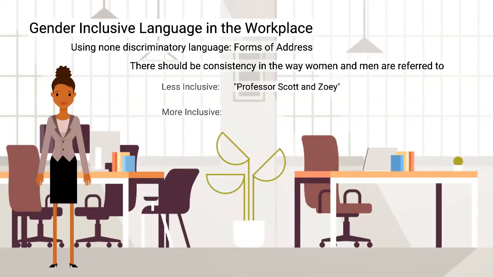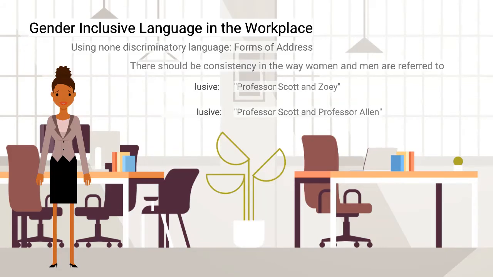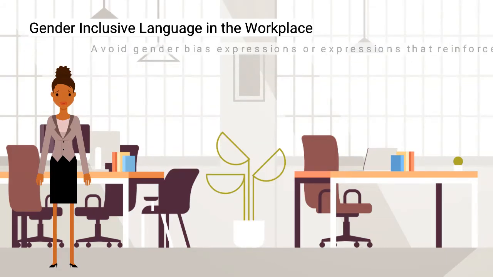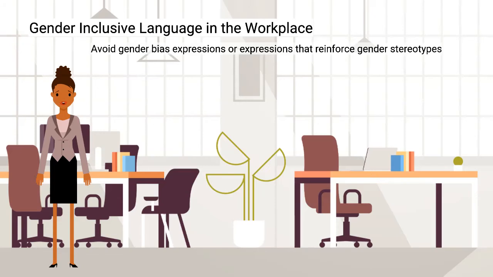Less inclusive, Professor Scott and Zoe will attend the luncheon. More inclusive, Professor Scott and Professor Allen will attend the luncheon. You should use surname and title for both individuals. You should also avoid gender-biased expressions or expressions that reinforce gender stereotypes.